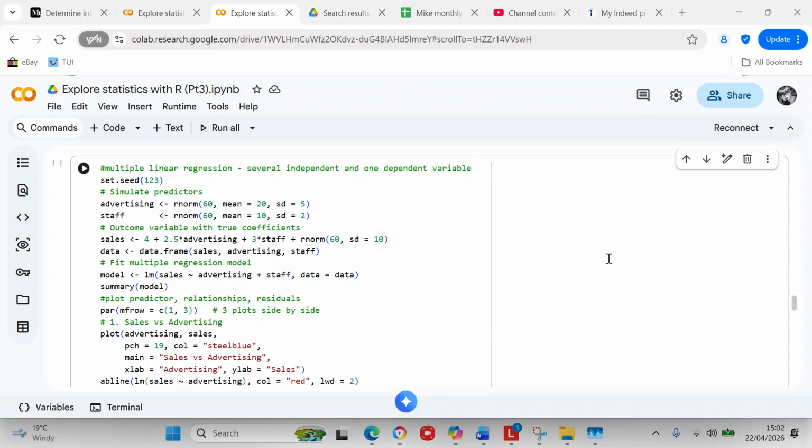So we're going to fit the multiple regression model. So model becomes LM. LM stands for linear model. Bracket sales is your y variable. And you've got your tilde, advertising plus staff, comma, data equals data. And then we're going to summarize the model.